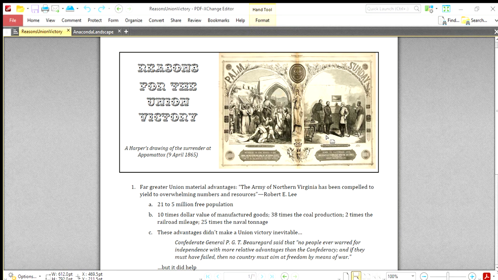That day was Palm Sunday, which celebrates the entrance of Jesus into Jerusalem. So the caption of the drawing here at the bottom mentions how both events, the original Palm Sunday and the surrender by Robert E. Lee on Palm Sunday in 1865, brought freedom in their own distinct ways.